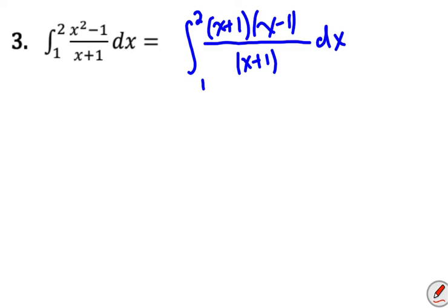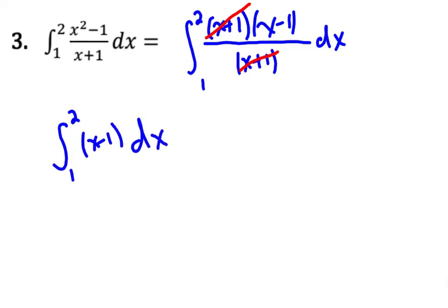So the x plus 1's just cancel out, right? Are you good with that? Yeah. So now we're looking at a pretty simple antiderivative. We have the integral from 1 to 2 of x minus 1 dx.